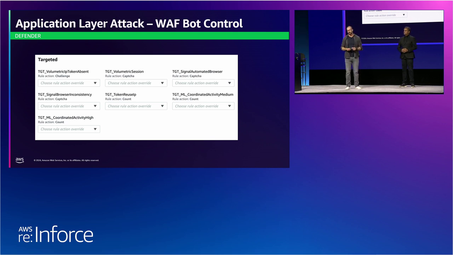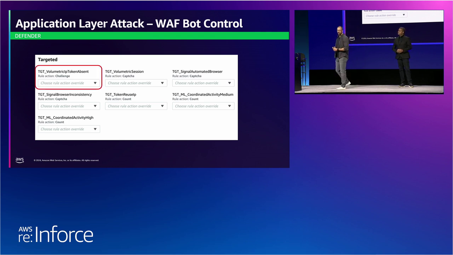I'm not showing you those. The targeted rule sets are focusing on bots that are trying to hide from us, trying to pretend they're an actual user connecting to our application and doing something malicious. There's a number of different rule sets within this managed rule for bot control. I want to focus on three very quickly.